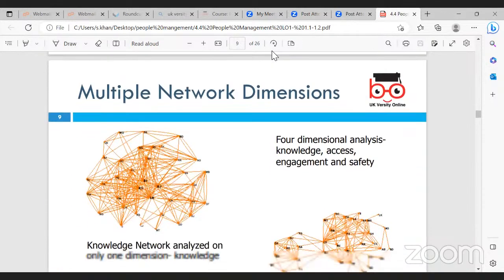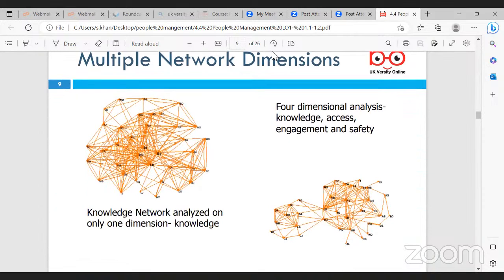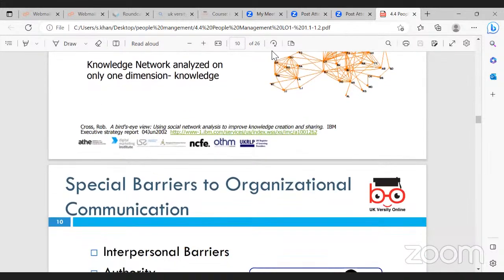Then you've got multiple network dimensions. So there's 4-dimensional analysis: knowledge, access, engagement, and safety. And then knowledge network analyzes only 1 dimension, which is knowledge. Okay. There are some sources at the bottom where these have come from, and that is IBM.com services, which is referenced as using network analysis to improve knowledge creation and sharing.